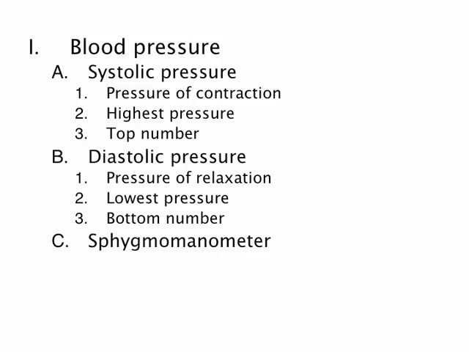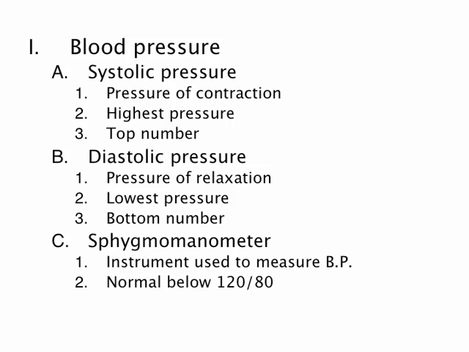The device used to measure blood pressure is called a sphygmomanometer, or you could just call it a blood pressure cuff if you'd prefer. So this is the instrument used to measure your blood pressure. It's normal to have a blood pressure of 120/80 or below that.